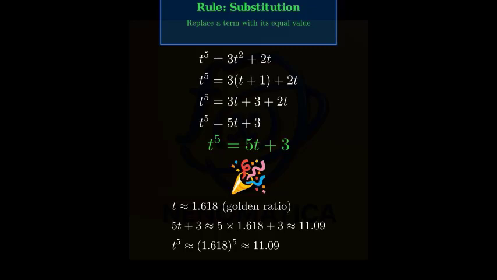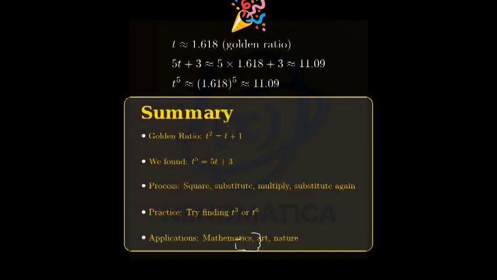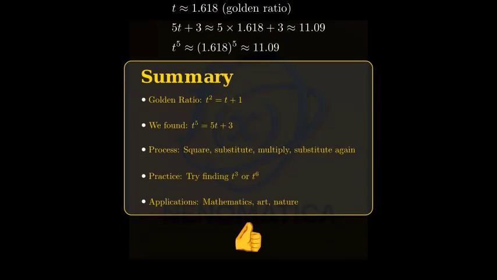For practice, you might want to try finding other powers of t, such as t cubed or t to the sixth. The golden ratio appears in many areas of mathematics, art, and nature, so understanding its properties is valuable in many contexts. As a bonus, let's look at a three-dimensional visualization of the golden ratio.